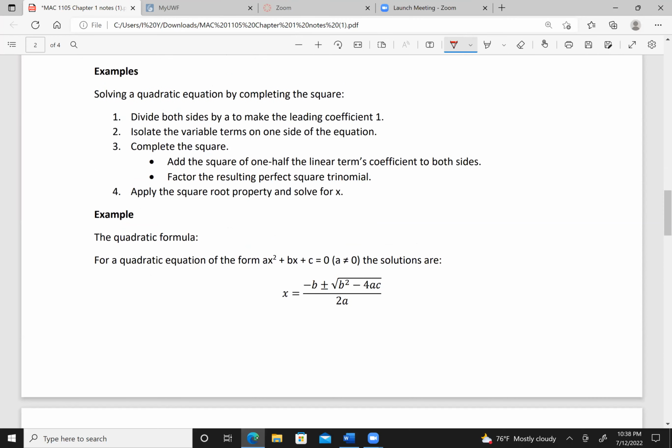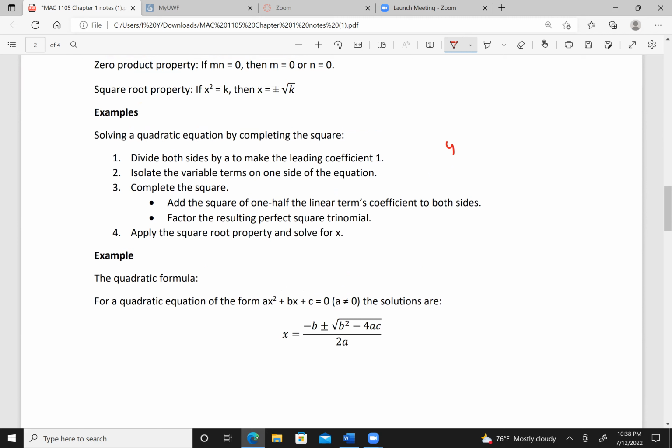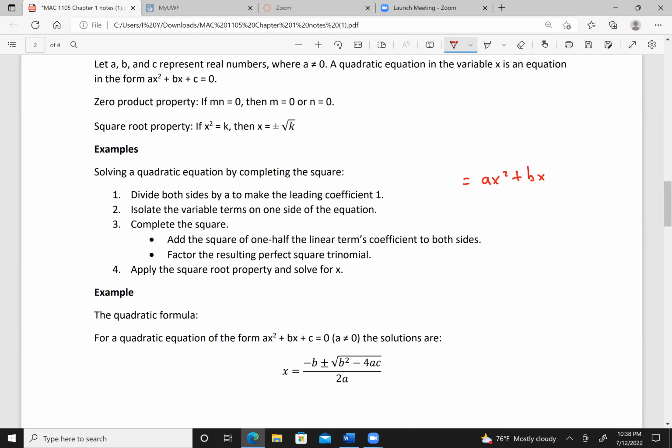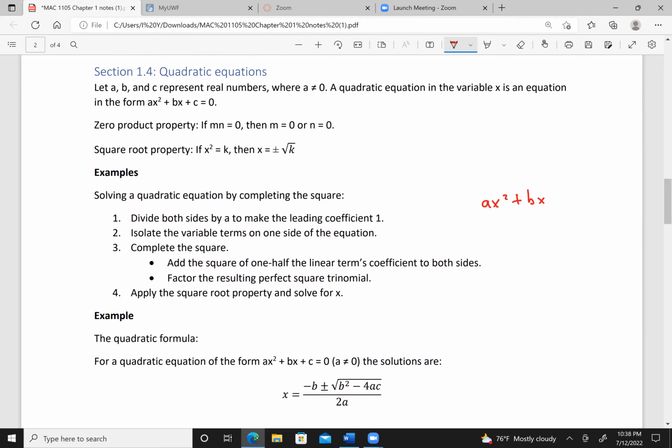Okay, now we're going to learn some other methods to do this. The next method is called completing the square. The first thing to do is divide both sides by a to make the leading coefficient 1. So remember, we're looking at ax squared plus bx plus c equals 0. So we divide by this a. If we're lucky, it's 1, and we don't have to worry about it.